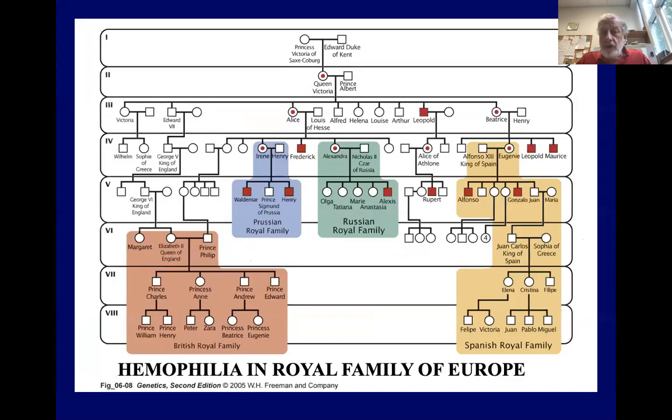So this shows hemophilia in the royal family of Europe. Queen Victoria in generation 2 was a carrier, and she had a son, Leopold, with it, a daughter Alice who was a carrier, and another daughter Beatrice who was a carrier. Alice had a daughter Irene and a daughter Alexandria who were both carriers, who took it to the Prussian royal family and the Russian royal family.